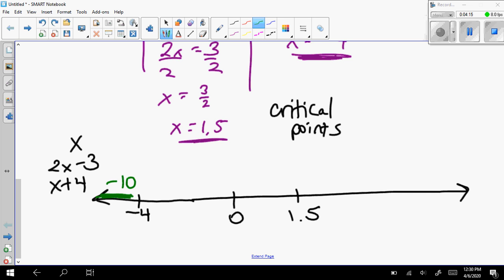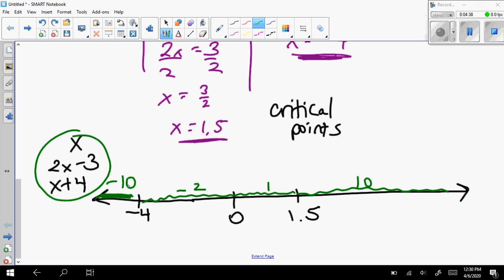Then for this range, I'm going to pick something easy, so I'll go with a negative 2. From this range, I'm going to pick something easy, so I'm going to pick 1. And from this range, I'm going to pick something easy. Anything bigger than 1.5, I'm going to pick 10. It's just a nice number for me to work with, but again, you could pick differently. I'm going to use these numbers to plug into these factors, okay?